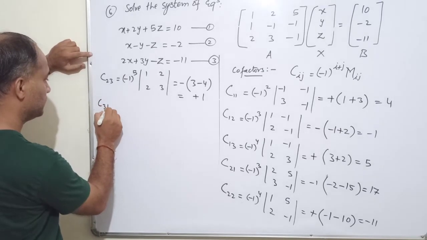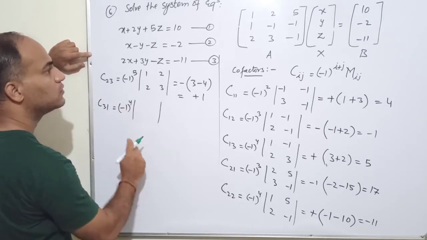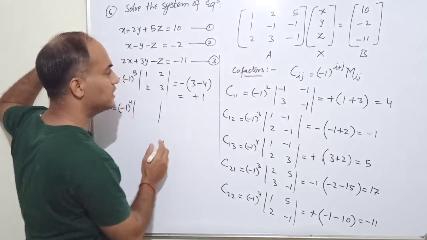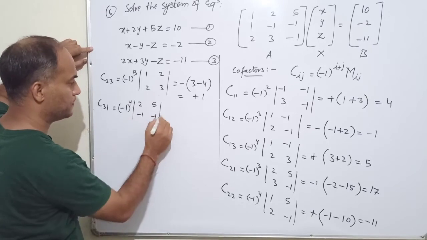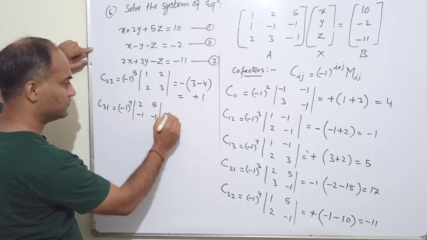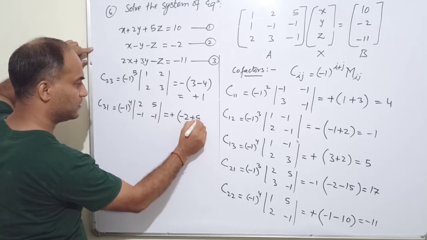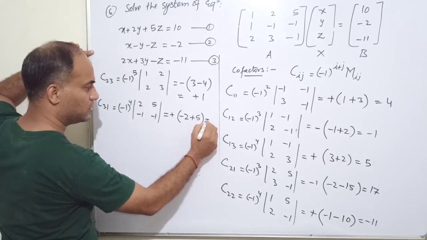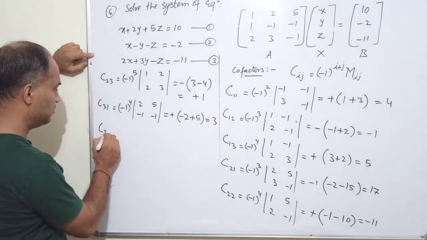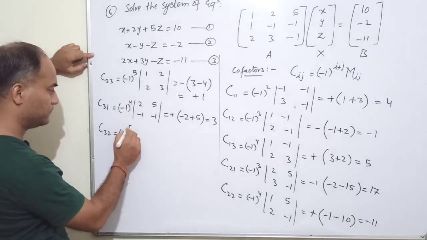C31, this is minus 1 to the power 4. This element, so we get the minor 2, 5, minus 1, minus 1, which gives us positive minus 2 and plus 5. Okay, so this gives us 5 minus 2, 3. C32, minus 1 to the power 3 plus 2, 5.